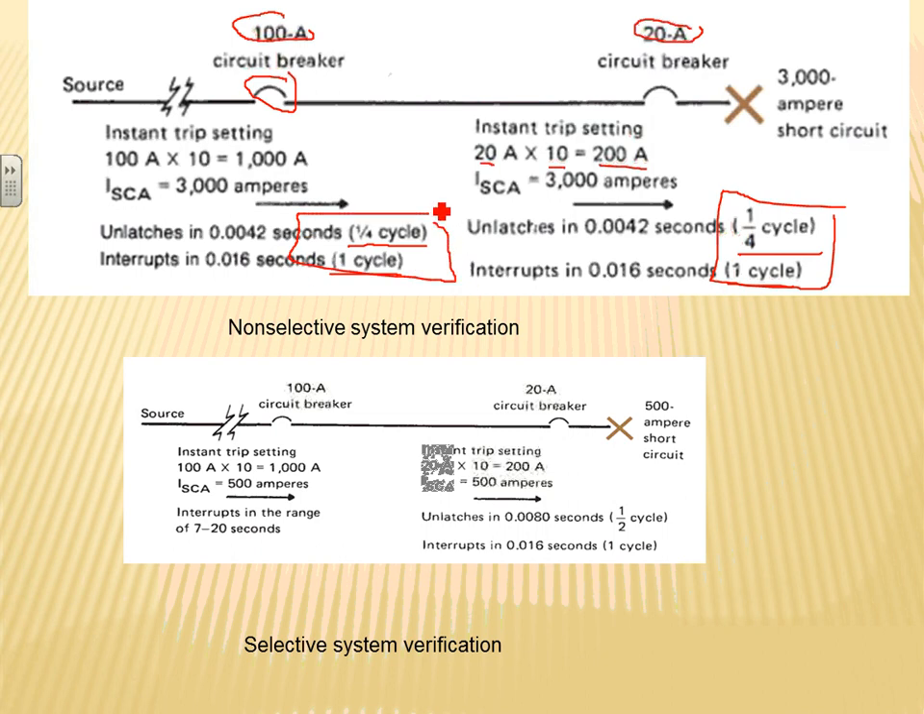Look at the way they did it here. What they did, they slowed down that upstream device a little bit, from 7 to 20 seconds at that range, while the downstream continues to pick up very fast, from unlatching to completely interrupting. And by slowing down the upstream, it gives enough time for the downstream circuit breaker to interrupt the circuit if it's within its rating.